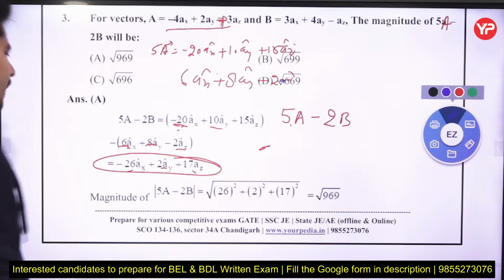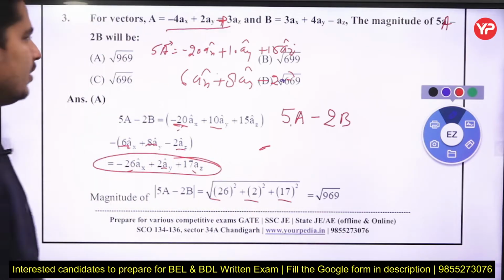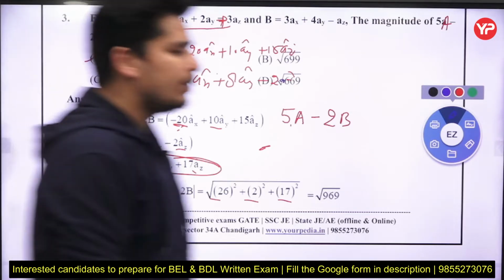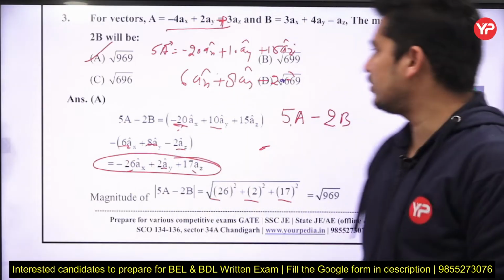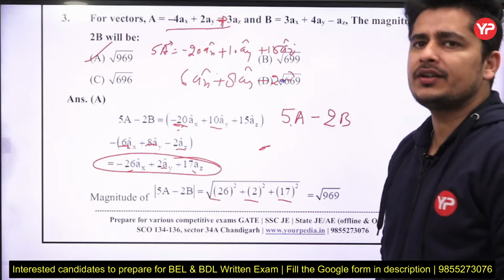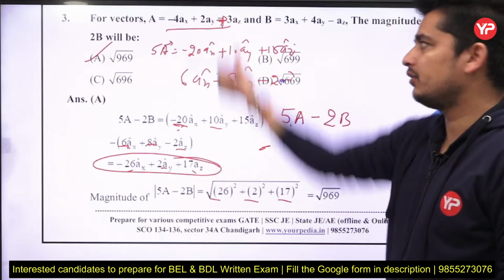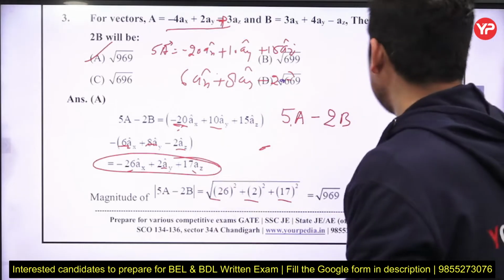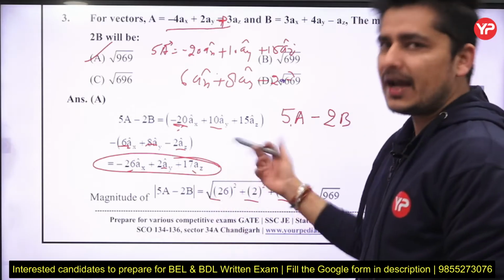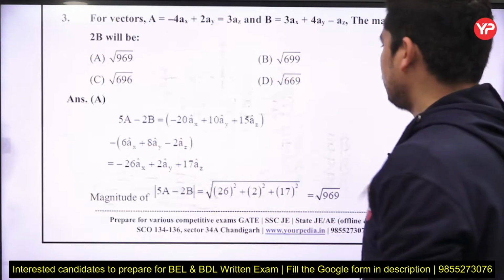So if you find the magnitude, you have to square 26, 2 and 17, that will be 969. So what will be the answer? Answer will be A. So if he asks for the magnitude and you have a quantity like this, you have to add or subtract, so do that: multiply with the scalar quantity, then add the x component with x component, y component with y component, and z component with z component. Then if you are taking the magnitude, it means the square root of x component squared plus y component squared plus z component squared. That's all about this.